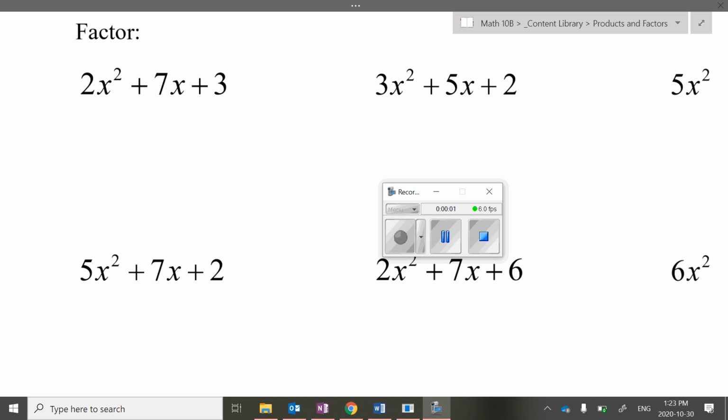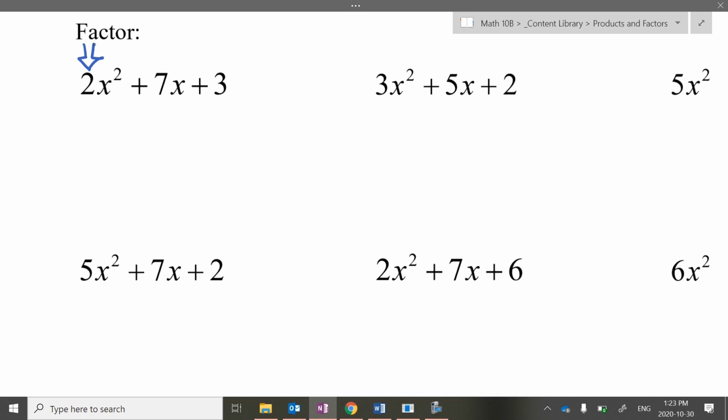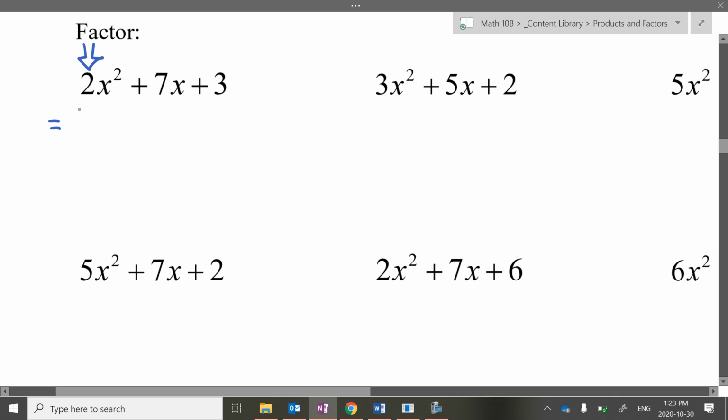So we are going to be talking about when a is not equal to 1. So what that means is there is a number other than 1 in our first term with our x squared. Solving questions like this are tricky. In order to get a number there, that means our set of brackets is going to potentially have a number in front of our x term. So it could be something like this.